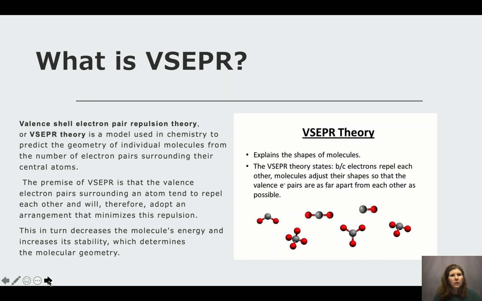VSEPR stands for valence shell electron pair repulsion theory. This is a model that we use to help us see why molecules make the shapes they make. All of these electrons, because they all have the same negative charge, are repelled by each other. So they try to orient themselves as far away from each other as possible, and this is how you get the shapes. The lone pairs and the bonds are trying to get away from each other. Everything is trying to get spaced out and away from each other.